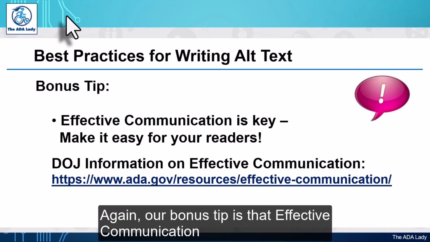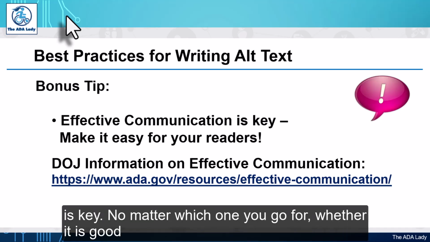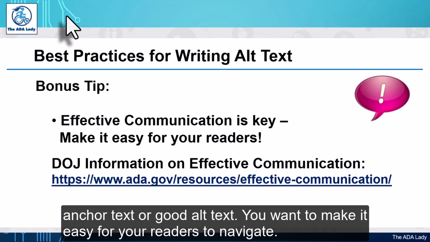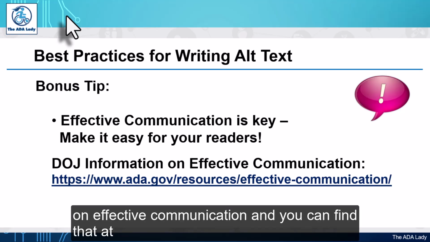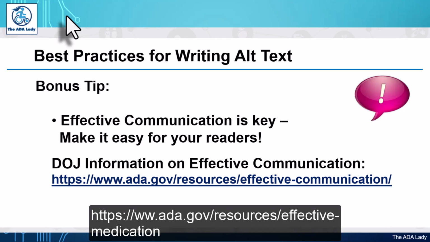Again, our bonus tip is that effective communication is key, no matter which one you go for, whether it is good anchor text or good alt text. You want to make it easy for your readers to navigate. If you would like more information, the Department of Justice or the DOJ offers information on effective communication, and you can find that at https://www.ada.gov/resources/effective-communication.